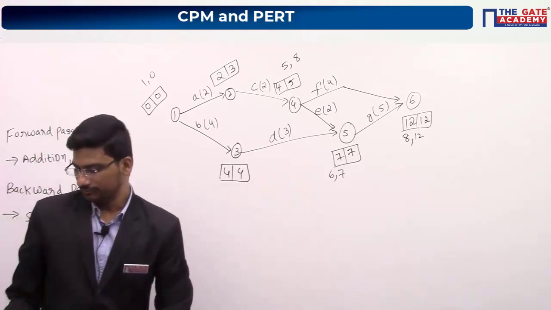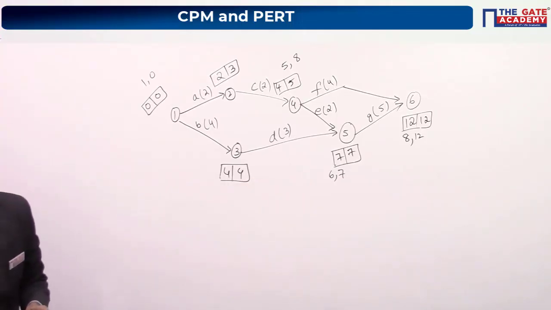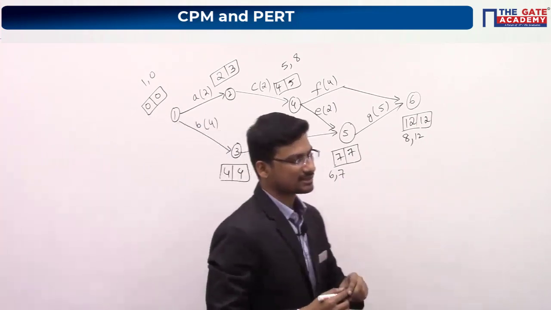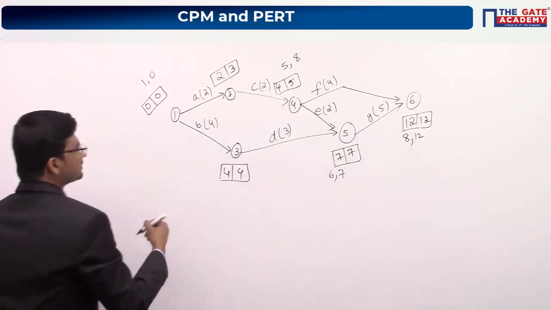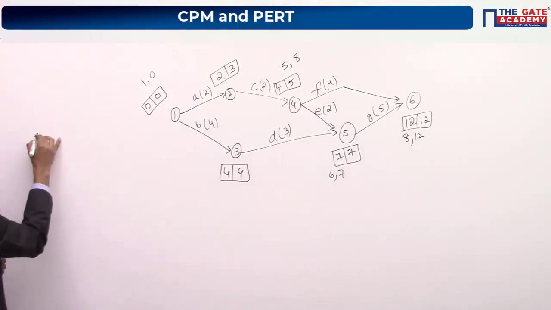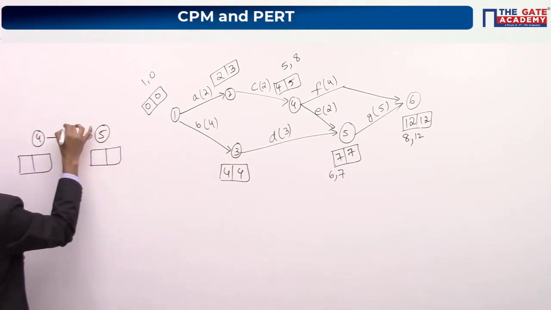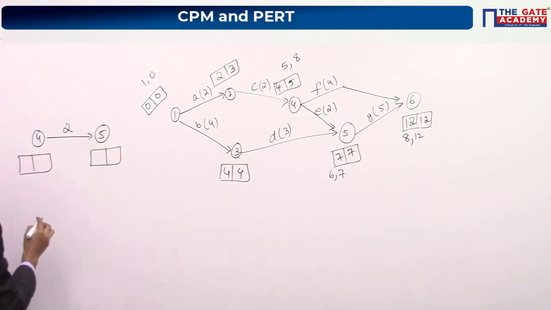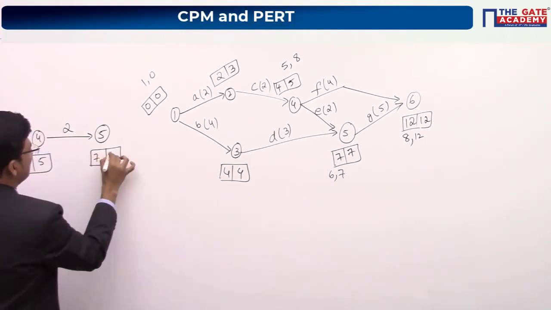Okay. Now let's calculate the float values. In the question they are asking us to calculate the total float value for activities E and F. So activity E, where is your activity E? It is from 4 to 5. Activity E, 4 to 5. The duration is 2. And it is 4, 5. This is 7 and 7.